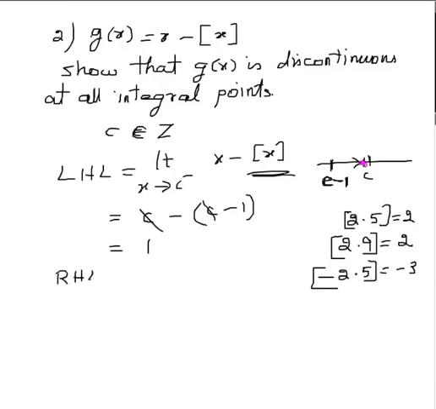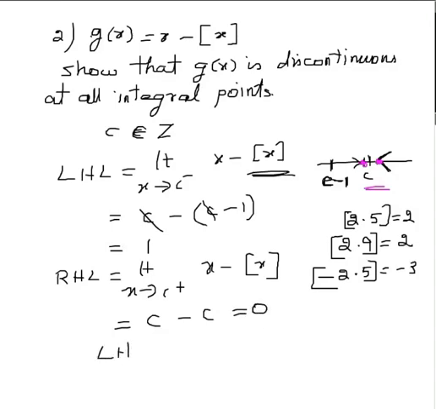Now let us calculate RHL. RHL will be the limit x tending to c plus, which is equal to, for x the limit tending to c is c itself, minus c plus. c plus means approaching c from the right side of c. For example, for the values on the right side of c, the greatest integer function becomes c. The lesser integral value you have to give. The answer is 0. So LHL is not equal to RHL.